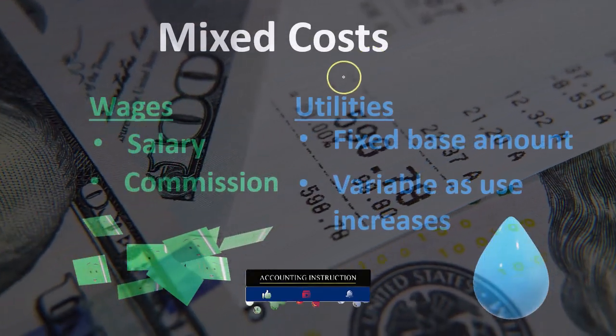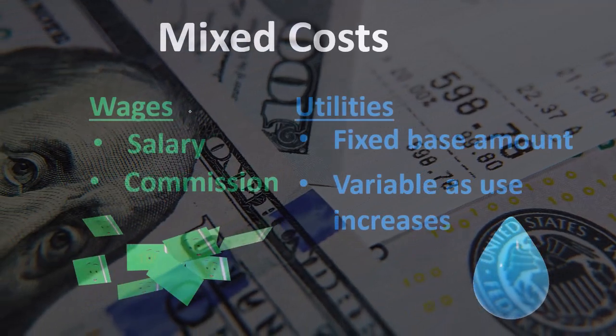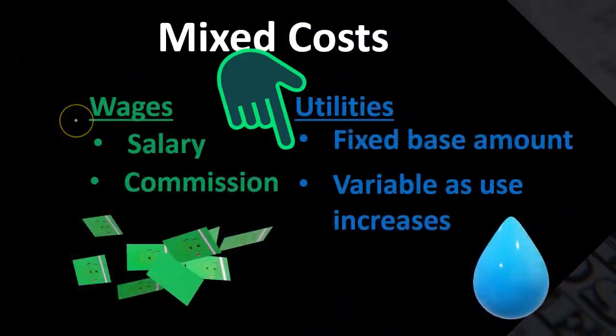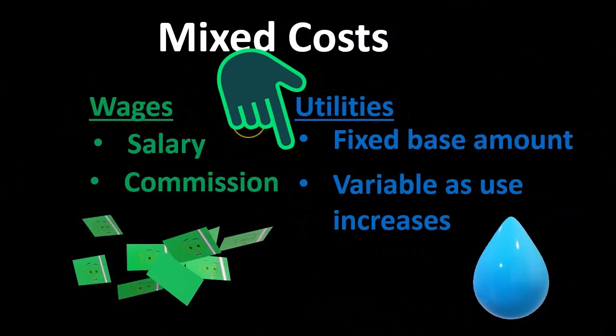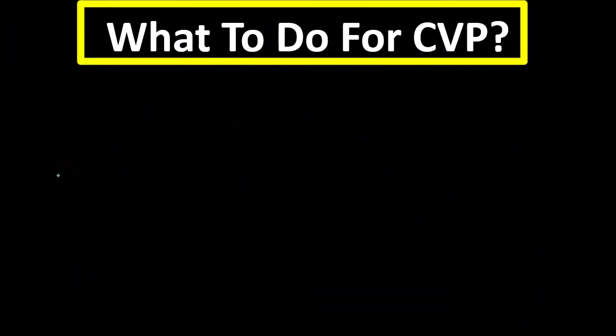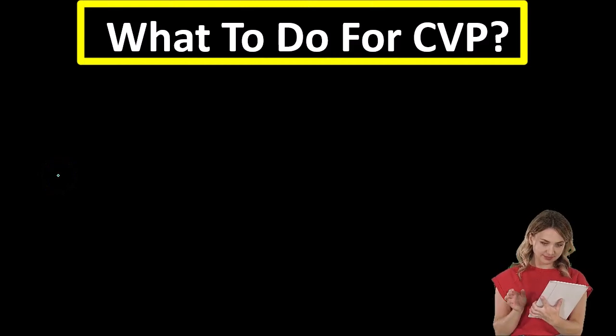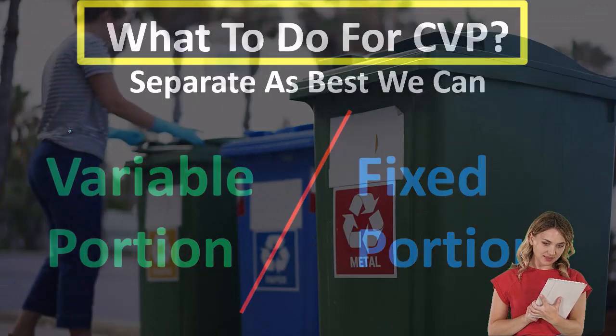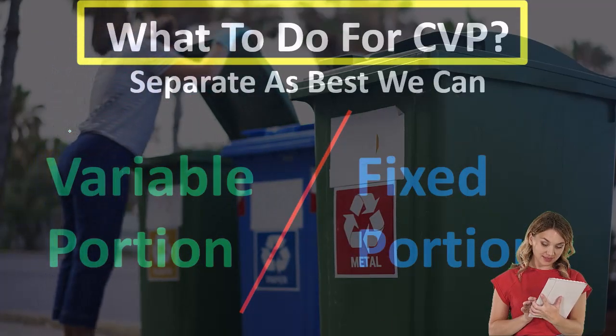And as we do so, we need to consider what kind of things we'll probably see there. Something like this, where wages act a little bit differently than the mixed costs of utilities. All mixed costs, in other words, are not going to be the same. What do you do for the CVP in terms of these mixed costs? We separate them as best we can. It is not a perfect world. Accounting is not a perfect world.